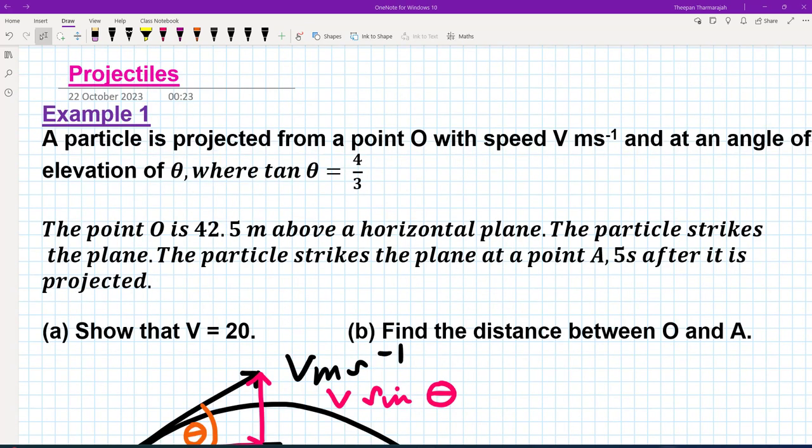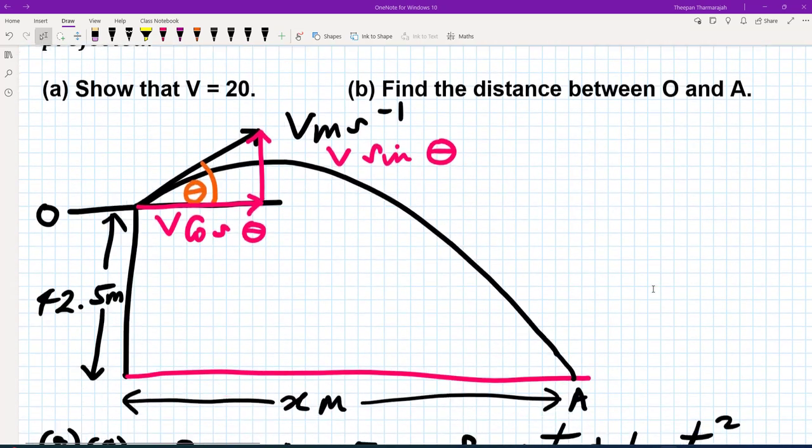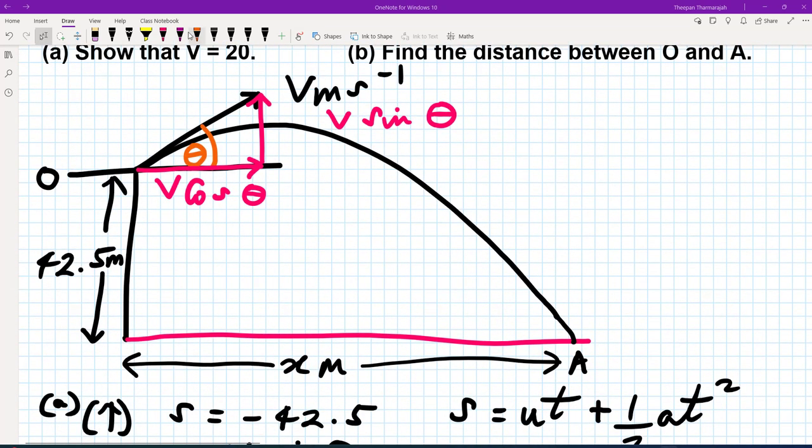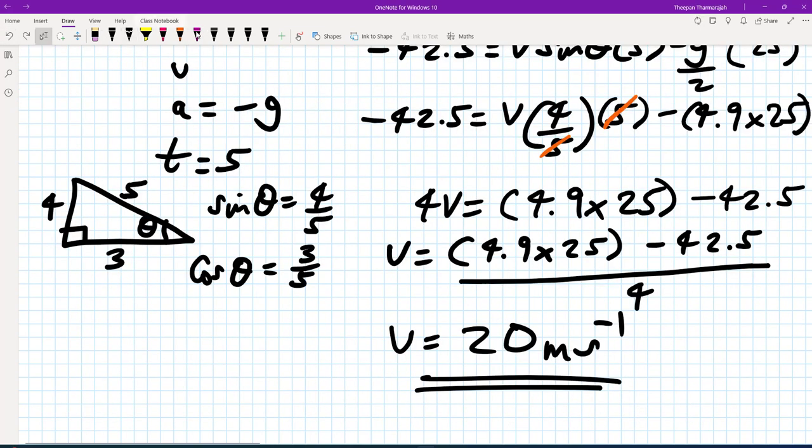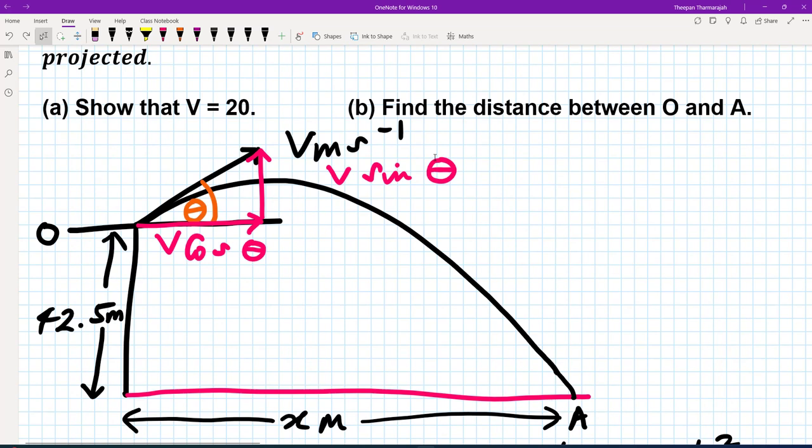Then part B says to find the distance OA. So notice that OA is going to be the distance like so. If I draw that in, it's this distance here, which seems to form a right angle triangle. So we know what the height is, that's 42.5. Once we know what x is, then we can use Pythagoras to work out this hypotenuse of a right angle triangle, which is OA.